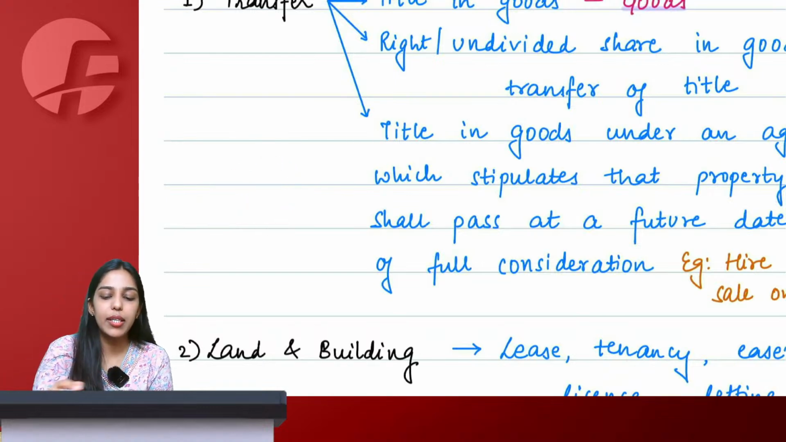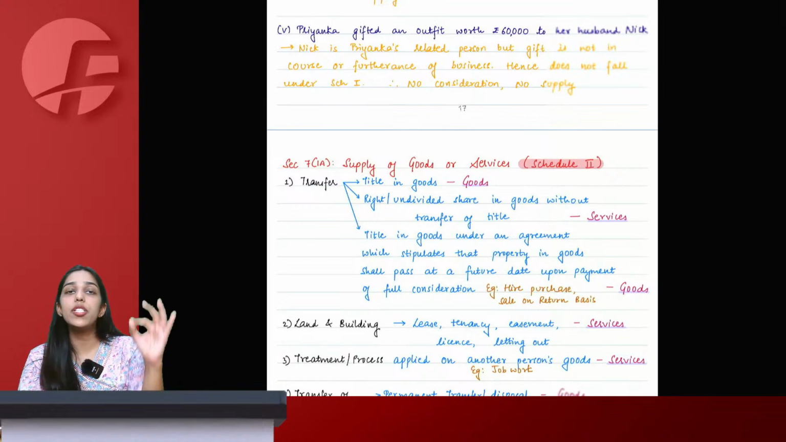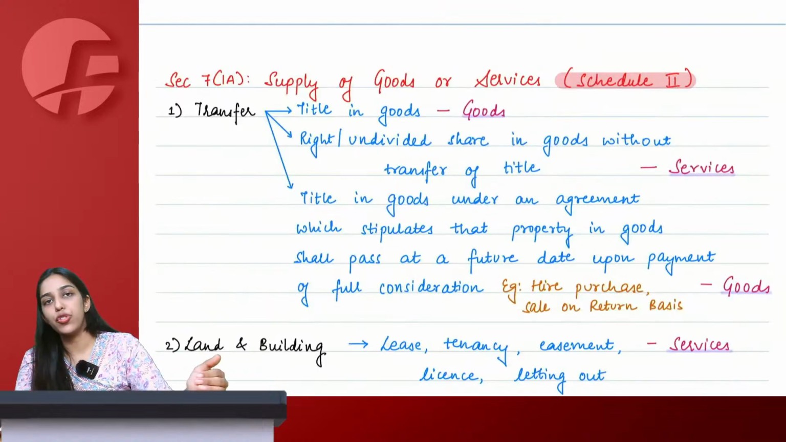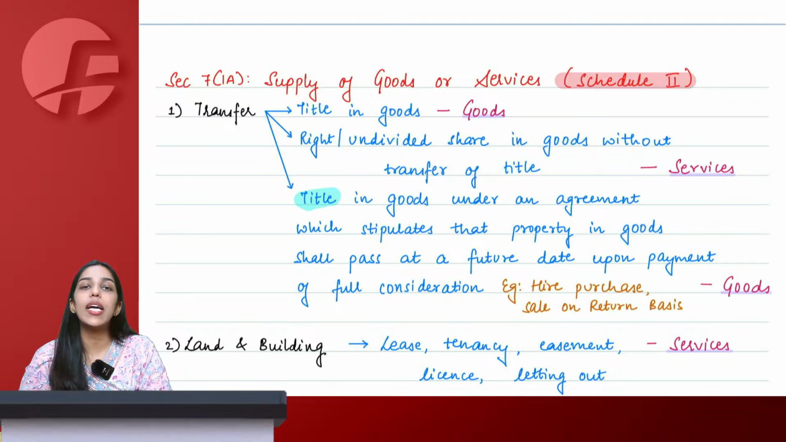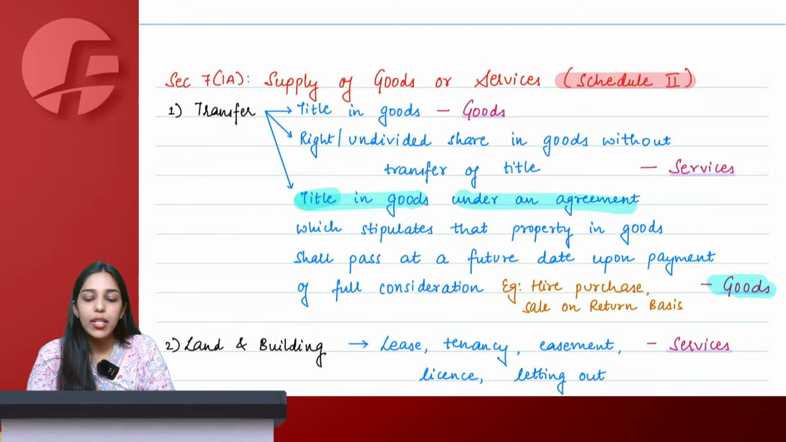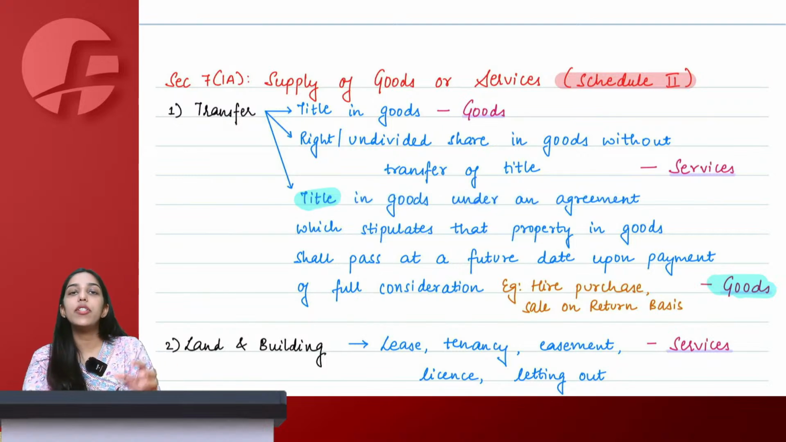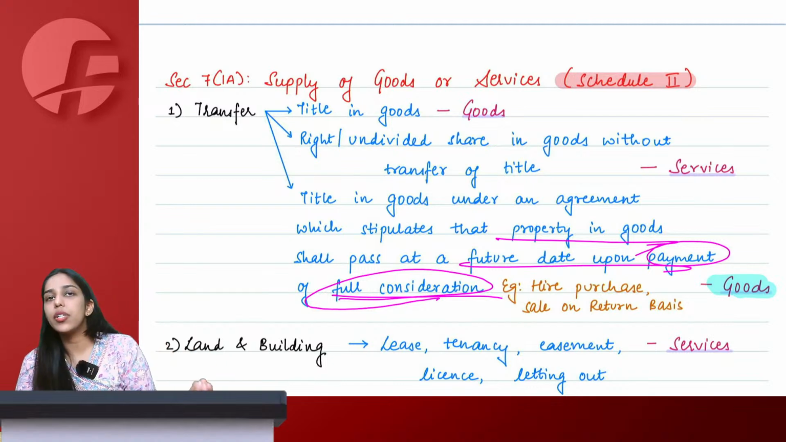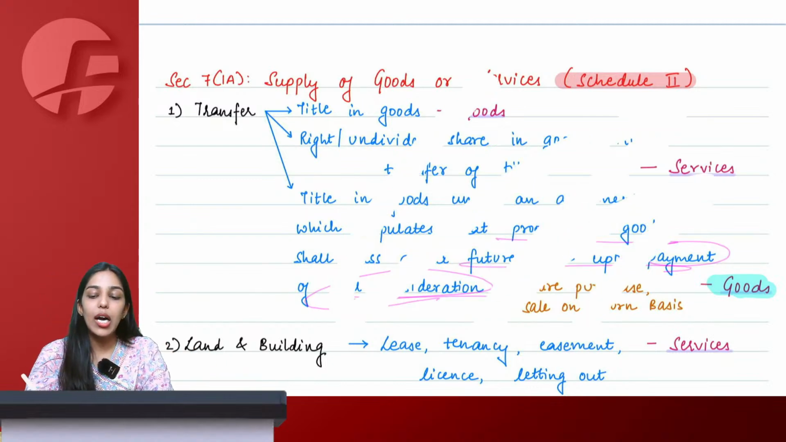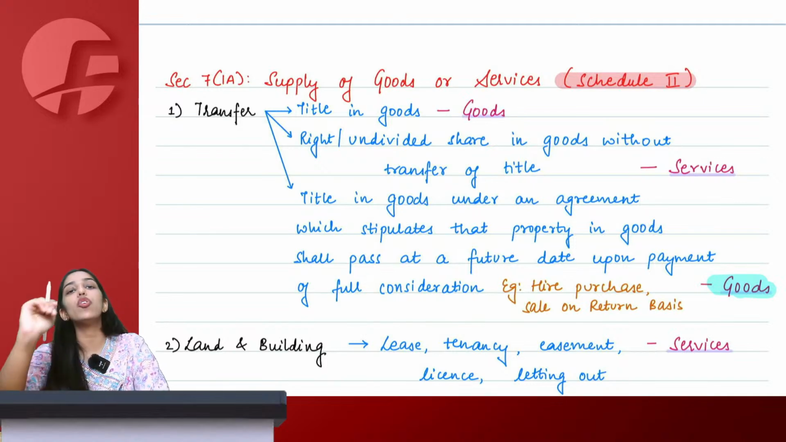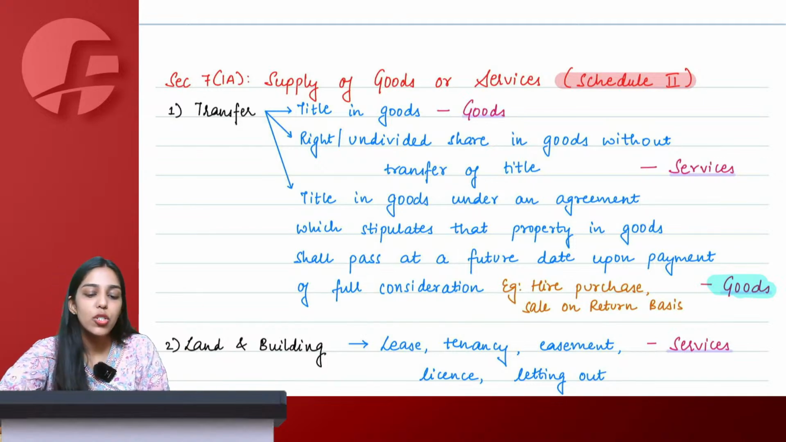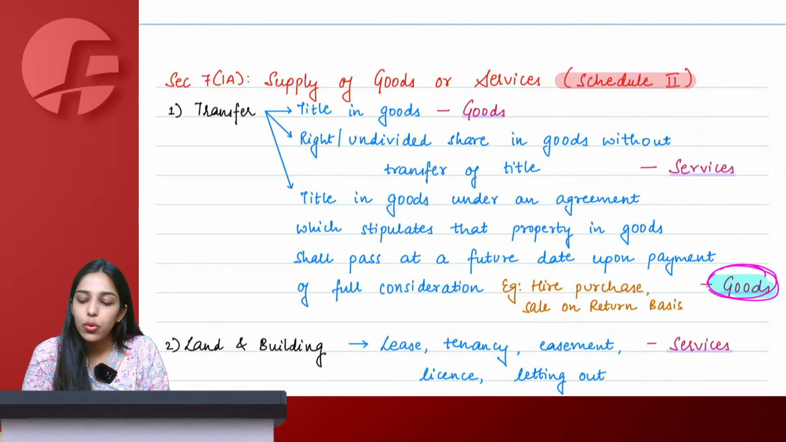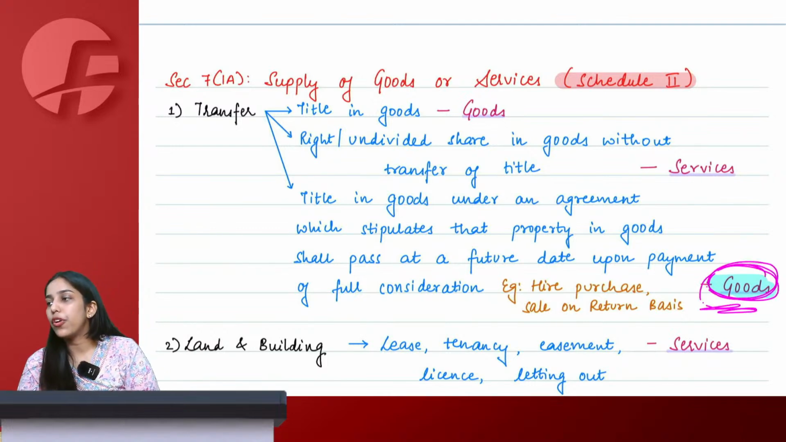So here the government has made it clear that your ultimate intention is to give the title, if not today, at a future date. Your ultimate intention is to give the title and therefore it is to be treated as supply of goods today only. So title in goods is to be transferred under an agreement which says that, okay, we are giving you possession today, but the property will be given on a future date when you finish all your payments and the full consideration. Example, sale on return basis, hire purchase basis, but still the underlying intention is to give you title of goods, if not today, at a future date. So why not treat it as supply of goods today only? Say yes or no, is this clear to all of us?